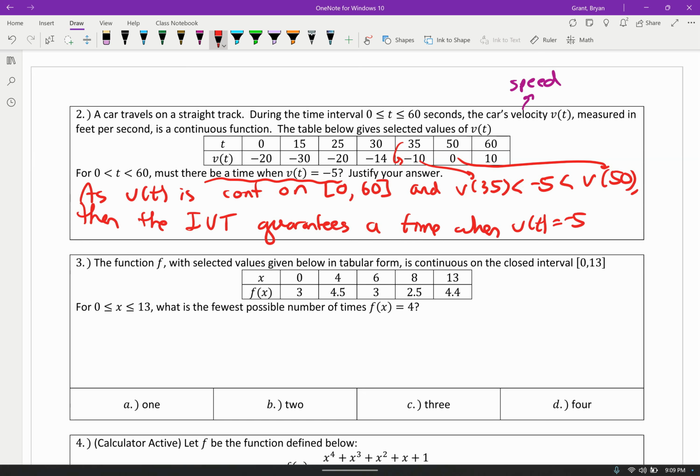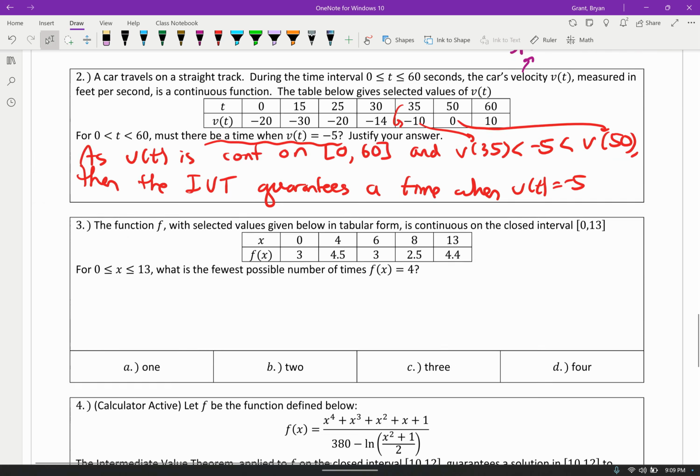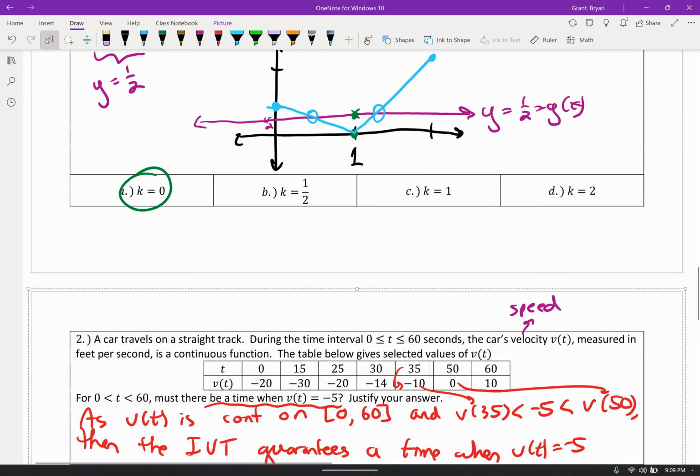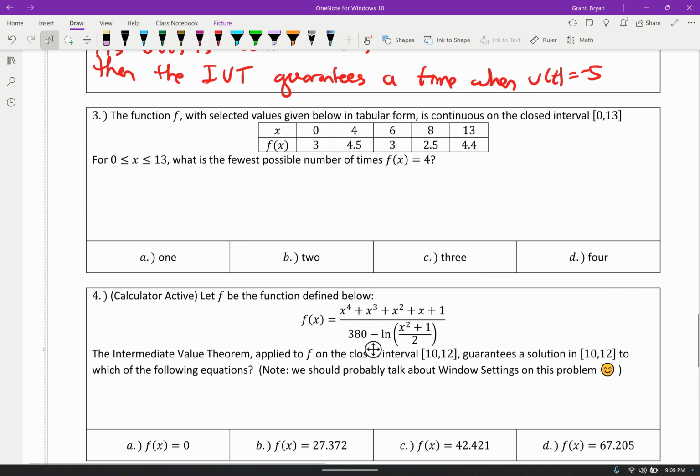Okay. Let's look at a couple more. The third problem goes faster because it's very, very similar. You're seeing all these tabular problems because I gave you some more equation problems at the beginning. It's good to see tabular data as well.